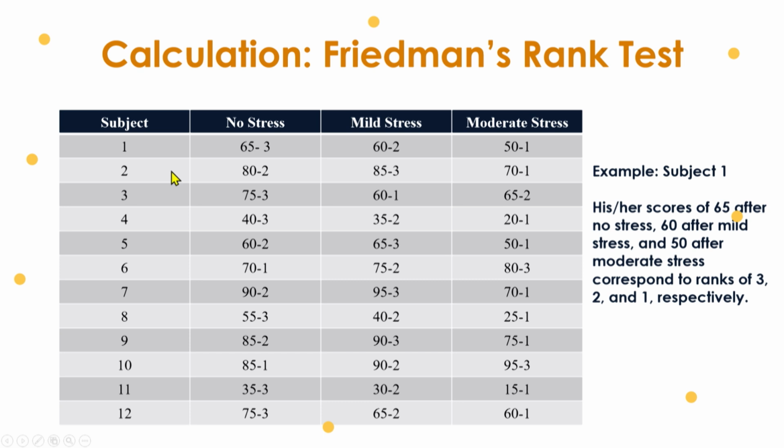For the second subject we can see which is the lowest one, this 70. That will take rank 1, and the second lowest is 80, that will take rank 2, and the third lowest is 85, that will take rank 3. So, from this we can easily understand his or her scores of 65 with no stress, 60 after mild stress and 50 after moderate stress correspond to the ranks of 3, 2 and 1 respectively.